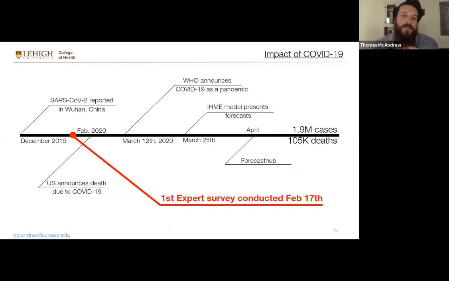The first expert survey that I conducted was on February 17th. I want to give you a little bit of context about when that was. Late December, SARS-CoV-2 was reported in Wuhan, China. The US announced the first death due to COVID-19 just after our first survey. On March 12th, the WHO officially announced COVID-19 as a pandemic. March 25th, the IHME model presented its first forecast to the public.